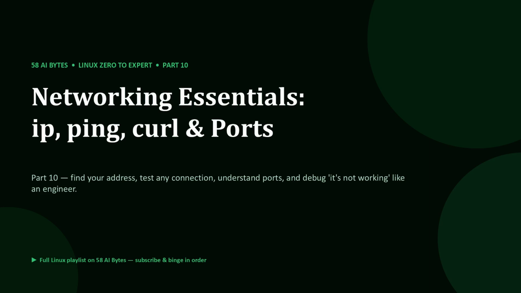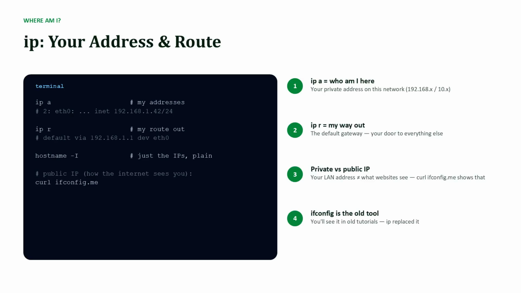Let's get connected. Start with identity. ip, short for address. List your network interfaces and their IPs. You're looking for the inet line, something like 192.168.1.42. That's your private address on the local network. ip also shows your route. The default gateway is the door every packet leaves through, usually your router.